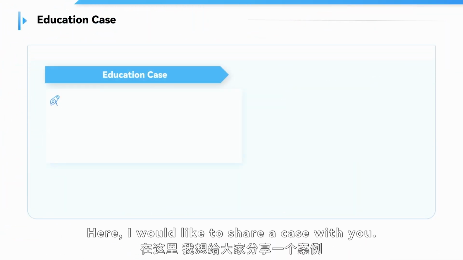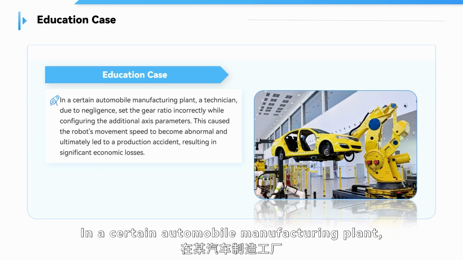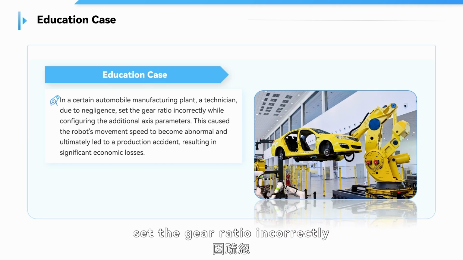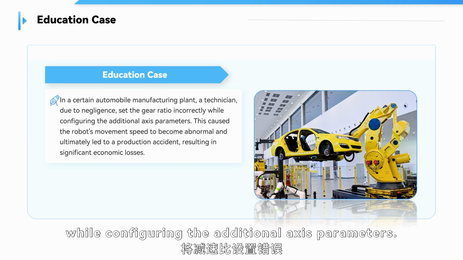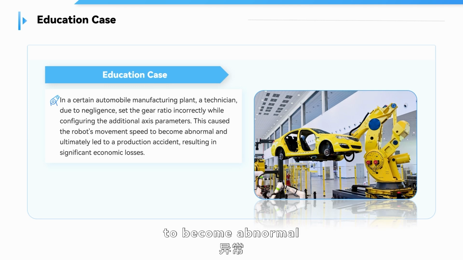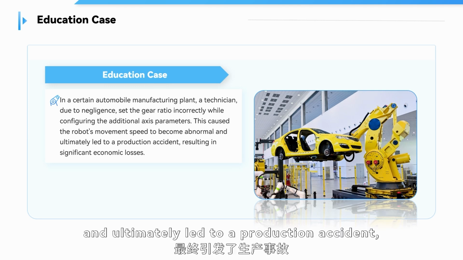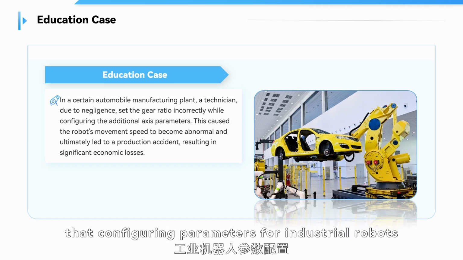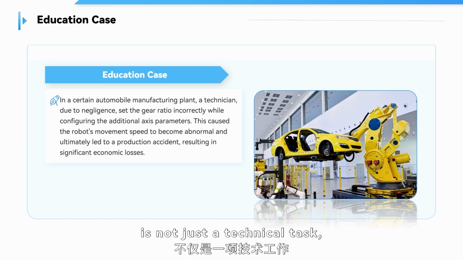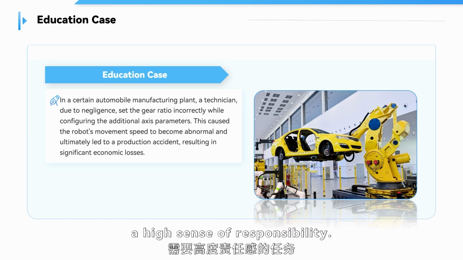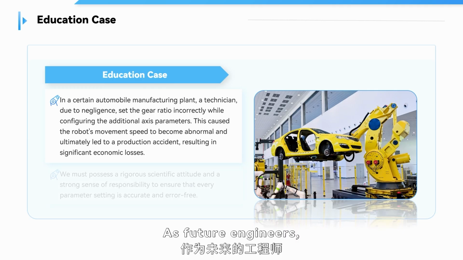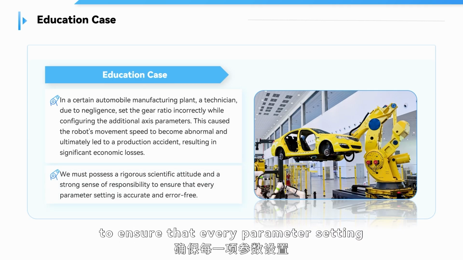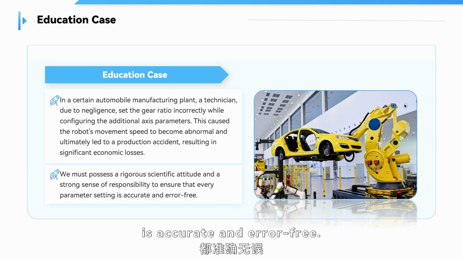Here, I would like to share a case with you. In a certain automobile manufacturing plant, a technician, due to negligence, set the gear ratio incorrectly while configuring the additional axis parameters. This caused the robot's movement speed to become abnormal and ultimately led to a production accident, resulting in significant economic losses. This case reminds us that configuring parameters for industrial robots is not just a technical task, but one that requires a high sense of responsibility. As future engineers, we must possess a rigorous scientific attitude and a strong sense of responsibility to ensure that every parameter setting is accurate and error-free.